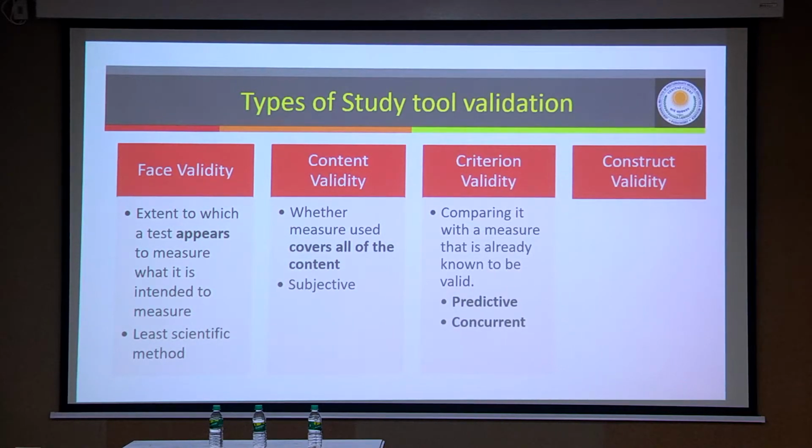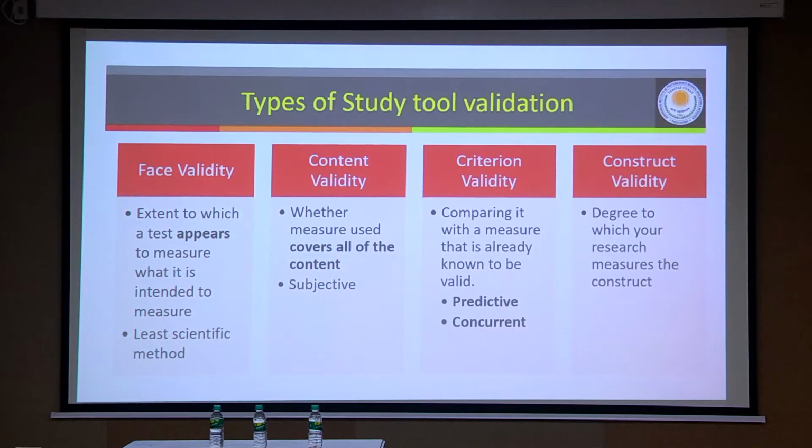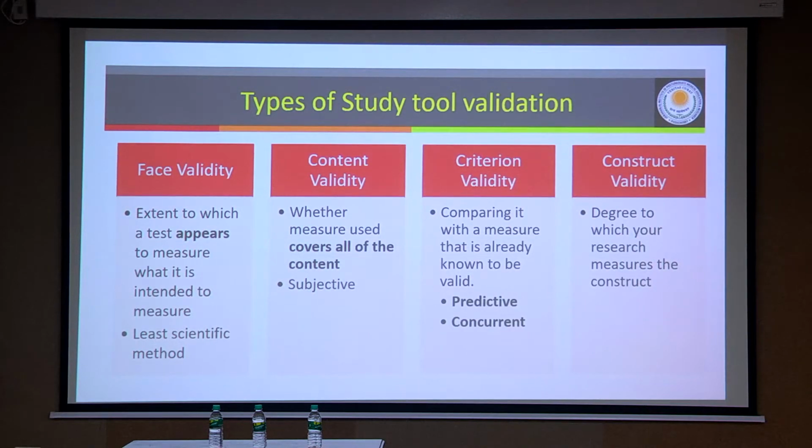The last is construct validity, which is very important. We all think that doing a questionnaire study is very easy, doing a survey is very easy, I can easily publish this. But this is the toughest job to do. Because proving to the reviewers that your questionnaire is valid or standard is the toughest job. Getting the study is easy, but proving it is very difficult.